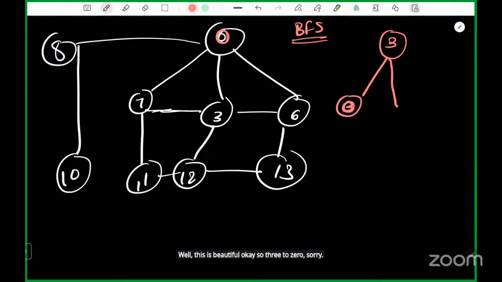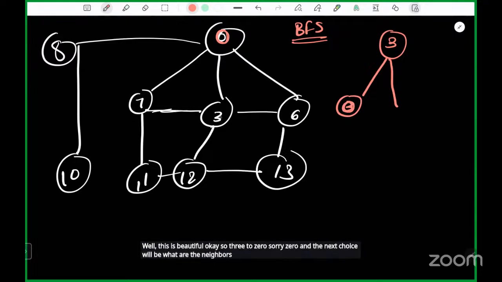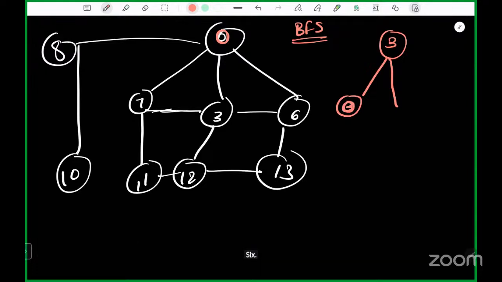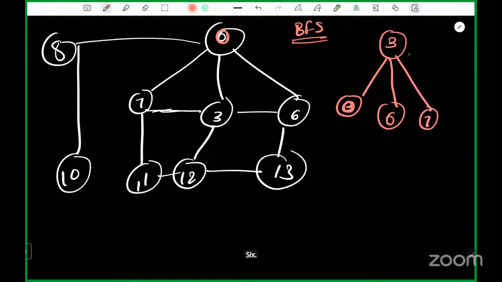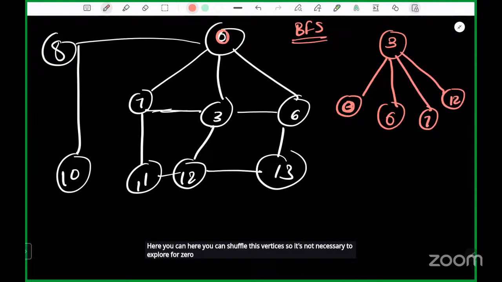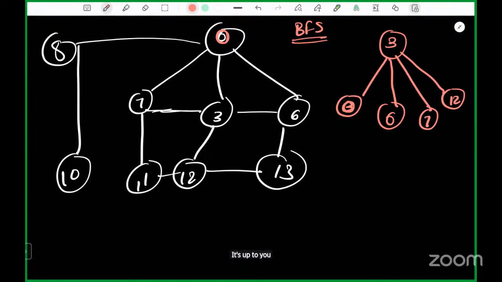And the next choice will be, what are the neighbors of vertex 3? Neighbors of vertex 3 are 0, 7, 12, and 6. So 0, then 6, then 7, and then 12. Here you can shuffle these vertices. It's not necessary to explore 0 first or 12 first, but it's our general convention that we explore the least number first. That's all. But you can shuffle, it's up to you.